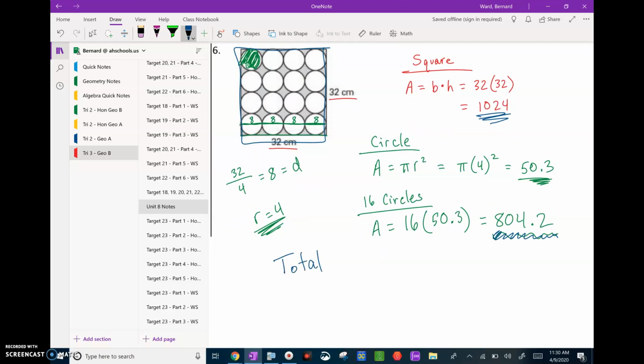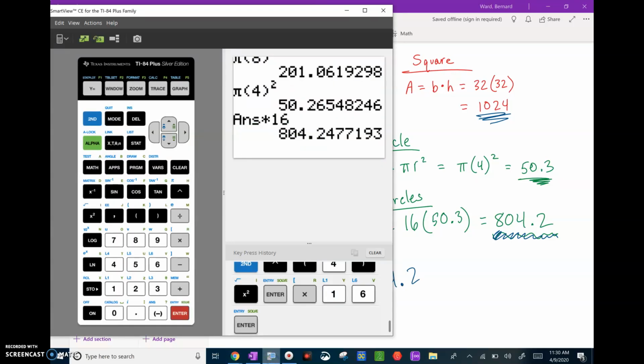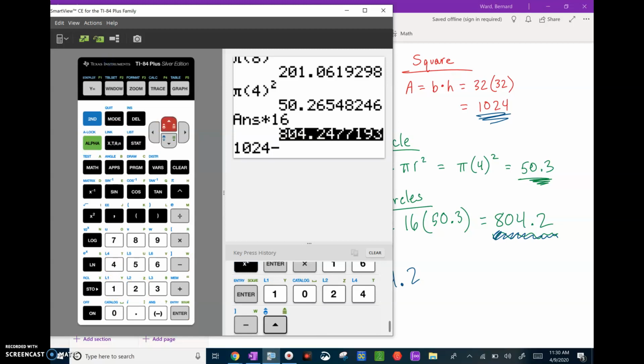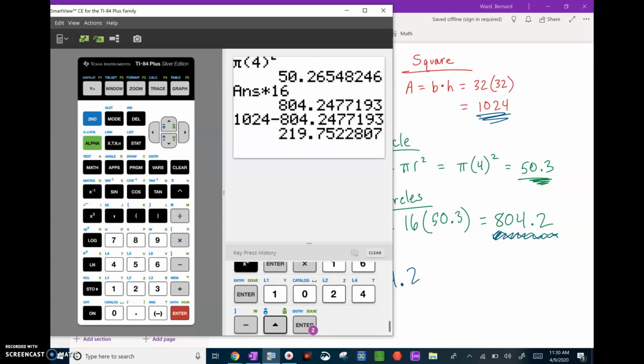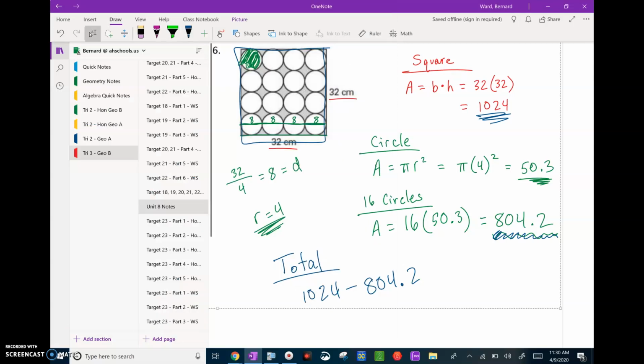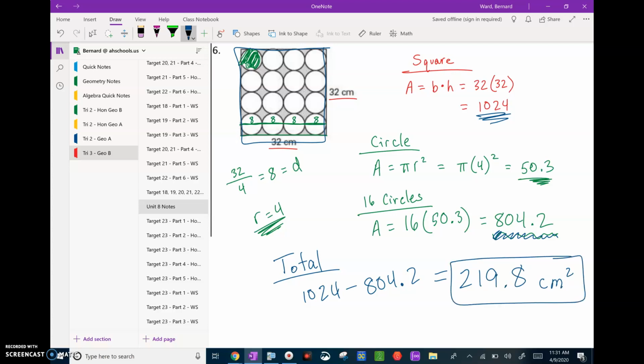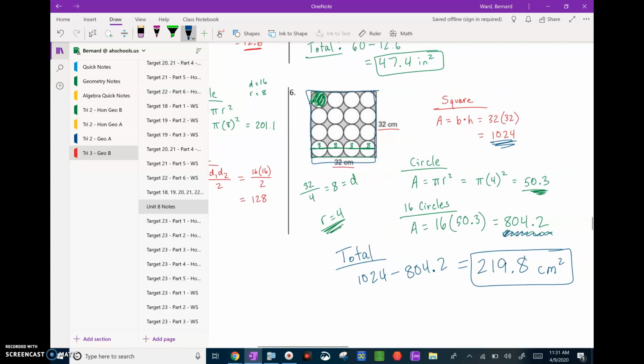So our total will be 1024 minus 804.2. And if we go to our calculator and do 1024 minus, and go up and highlight that 804, hit enter again, it's going to tell us 219.8. So our total will be 219.8. And this time we'll throw the units on, centimeters squared, and that is the whole thing.